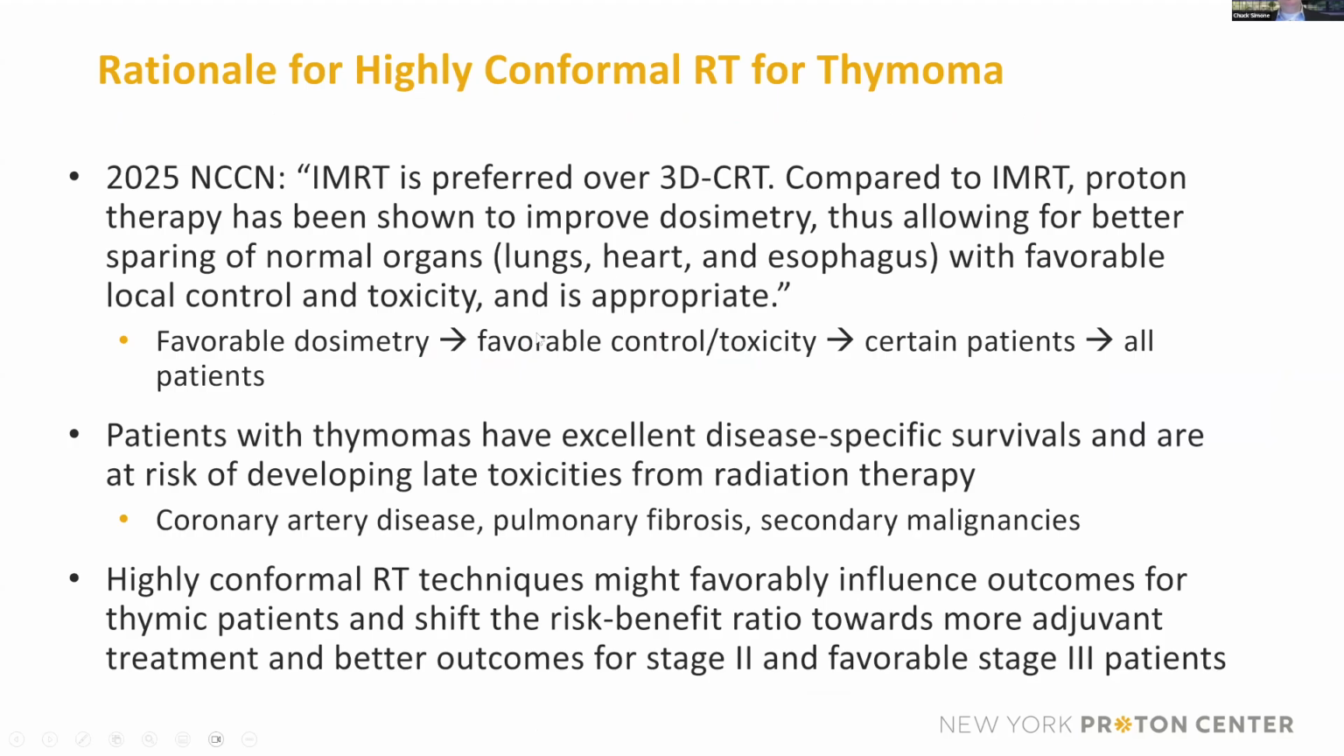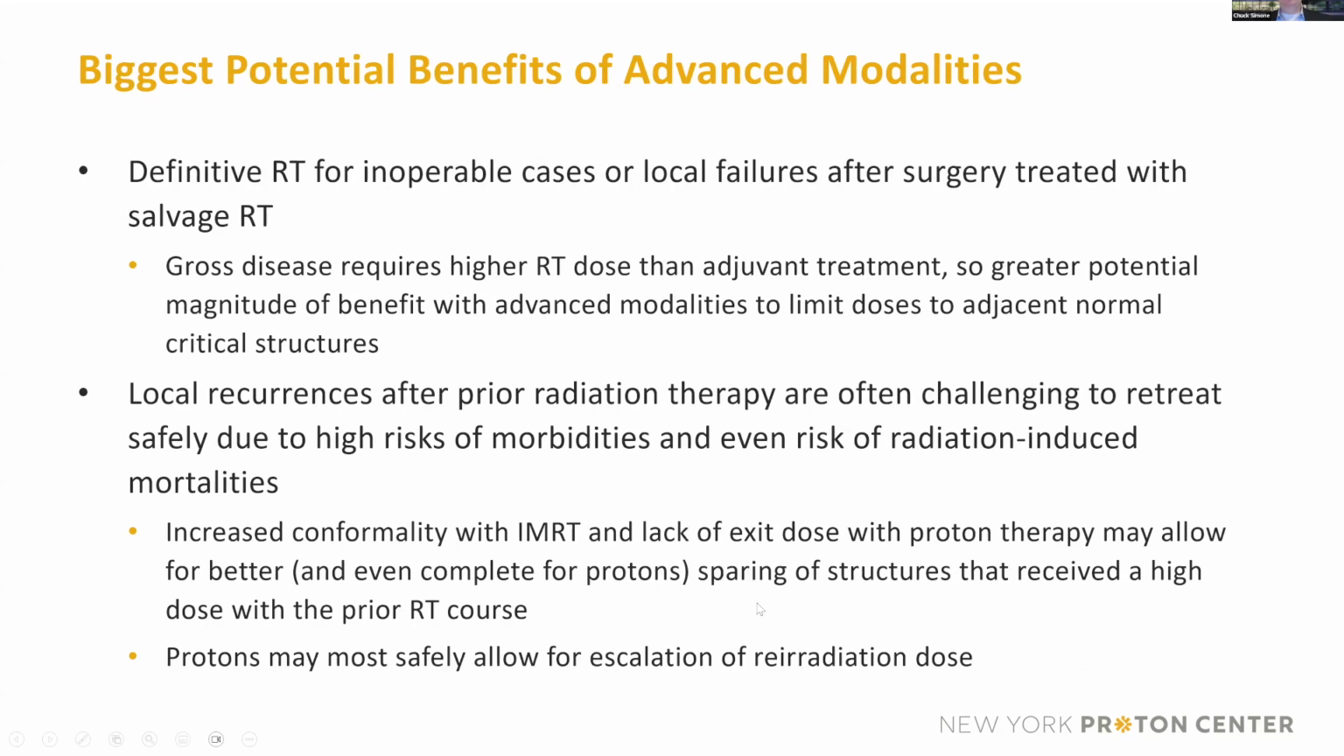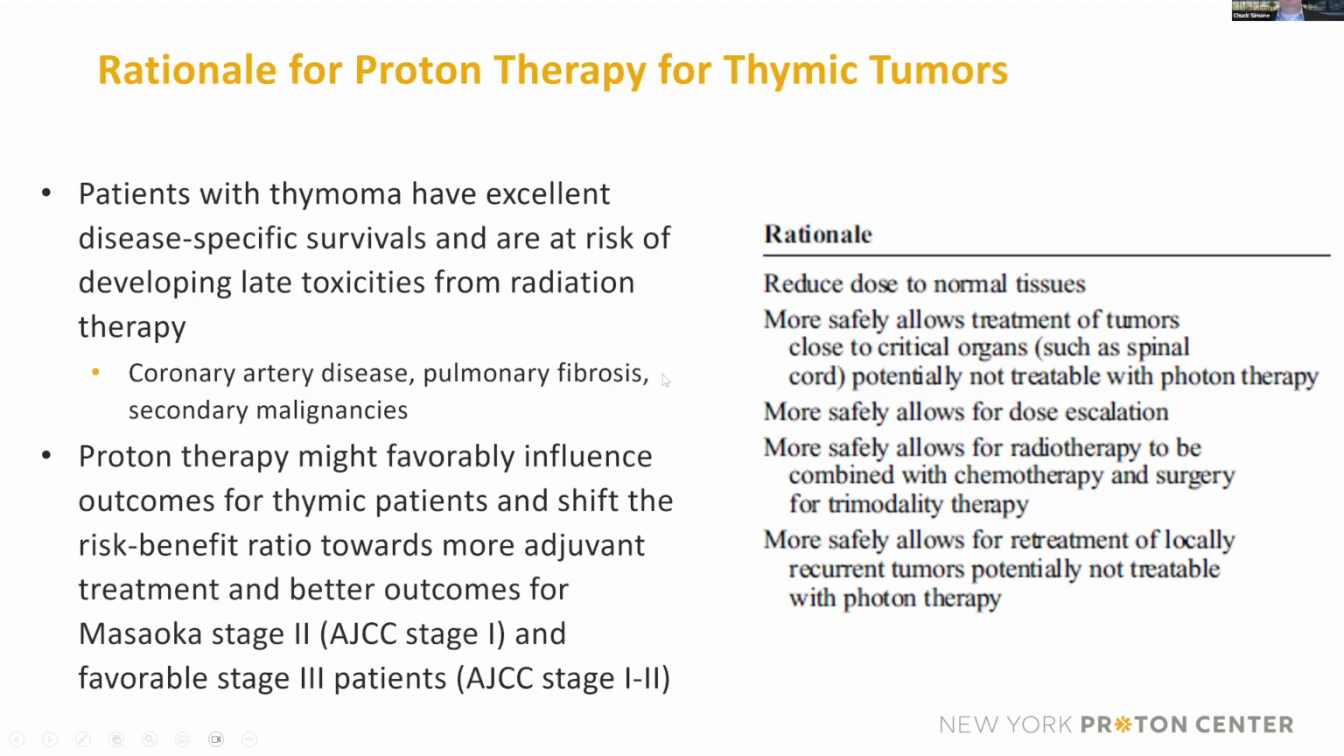So, they can be subject to late coronary artery disease, pulmonary fibrosis, and secondary malignancies that IMRT and proton therapy can benefit. And those techniques can actually shift the benefit where it's a little more ambiguous, in a Masaoka 2, T1A patient, should there be radiation or not. And maybe with advanced modalities, the risk-benefit is more favorable. I will say when you need to deliver high doses or re-irradiation for sure, those modalities should be preferable.